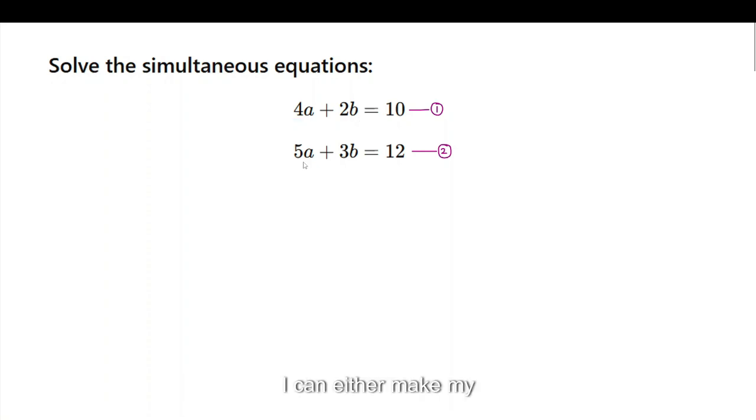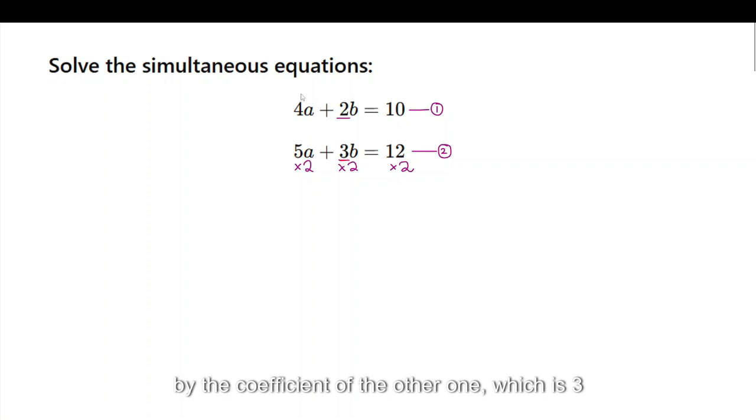I can either make my a values the same, or I can make the b's the same. There's no right or wrong way of doing it. You can do either way and you'll get exactly the same answer. Now, let's try and make b the same. To do that, I've got a 2 here. The coefficient of b is 2. So I'm going to multiply all of this second equation by 2. That's your step 1. Multiply the first one by the coefficient of the other one, which is 3.